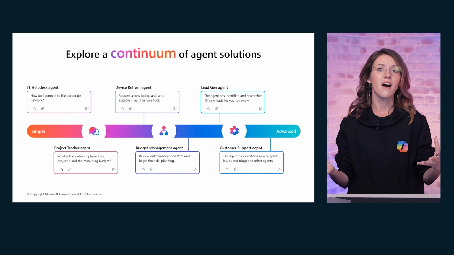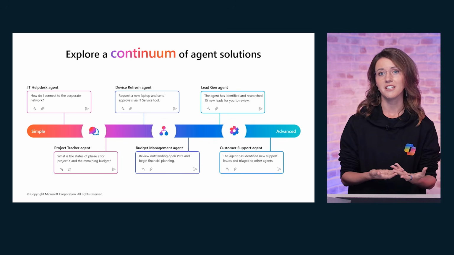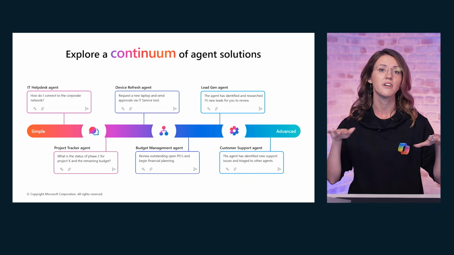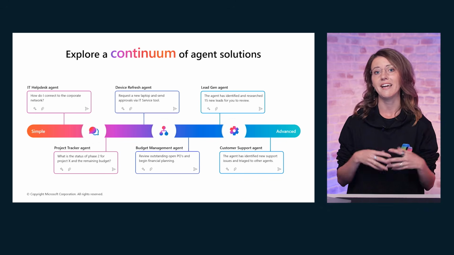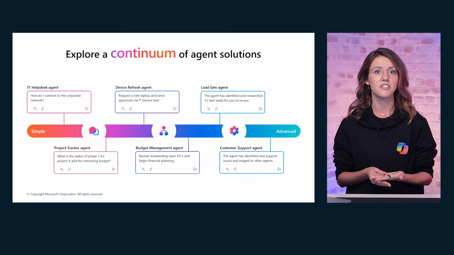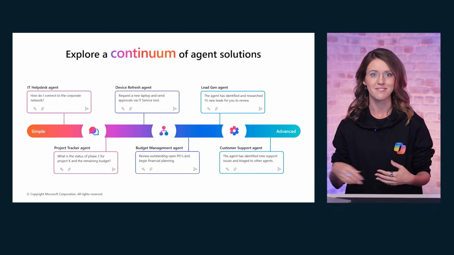While these categories aren't official technical classifications, they offer a helpful framework for understanding the range of capabilities of AI agents, what they can provide, and where your organization might be on that journey.